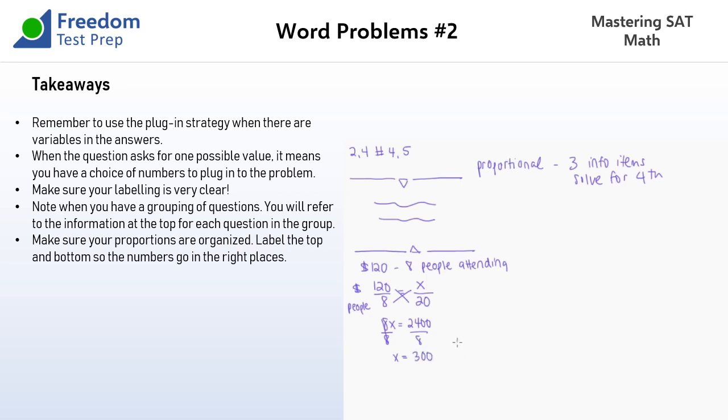And 300 is our answer. That is C. Okay, so that's a relatively easy question. Let's go to 5, though.